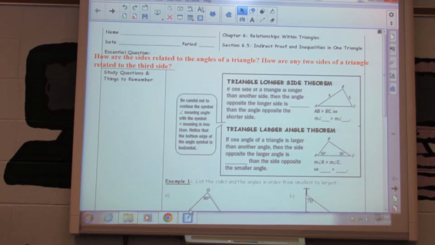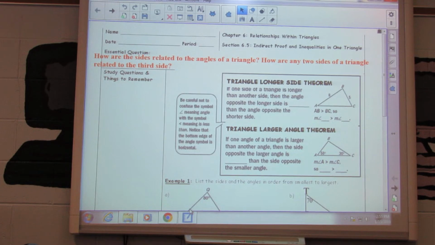So today we are looking at 6-5 inequalities in one triangle. Our essential questions: how are the sides related to the angles of a triangle, and how are any two sides of a triangle related to the third side? So we start off with two theorems about our side and angle relationship. One is basically the converse of the other.